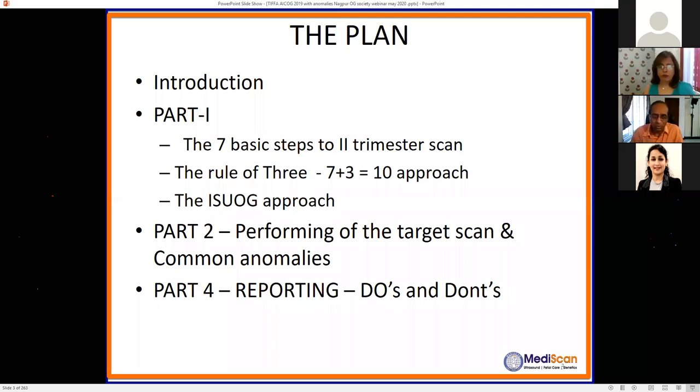So I'll take you through a little bit of introduction. Then we take it into three parts. Part one, the seven basic steps to the second trimester scan, then the rule of three approach. Then I also tell you something about the ESWOG approach. And then how to perform the targeted scan and also common anomalies. And then also a little bit of do's and don'ts.